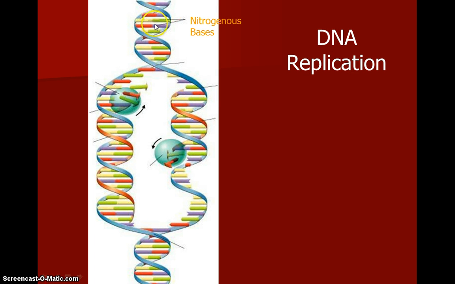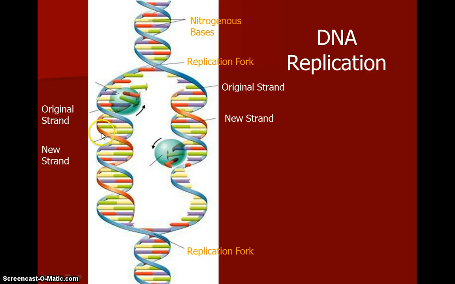So here we have our nitrogen bases. We have our replication fork. We have the original strand right here, which is the blue. And then we have the new strand here, which is the orange. The DNA polymerase is right here, and that's what's forming the new bonds for the new strand and the old strand. And that's kind of how it works.